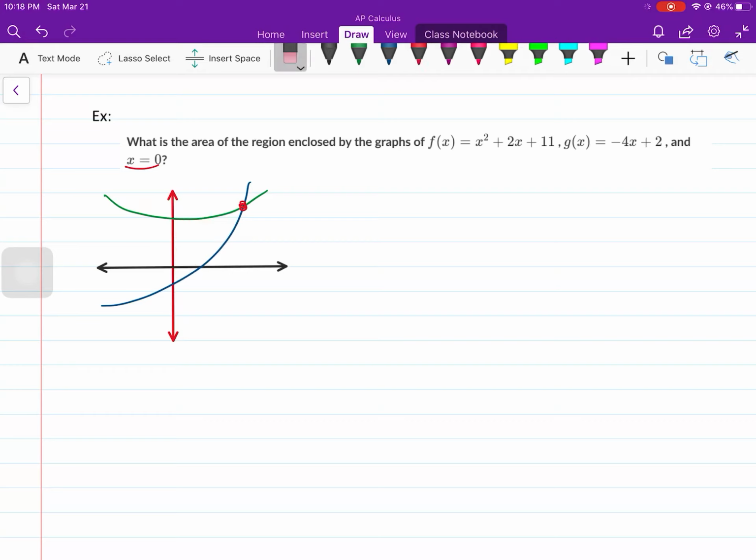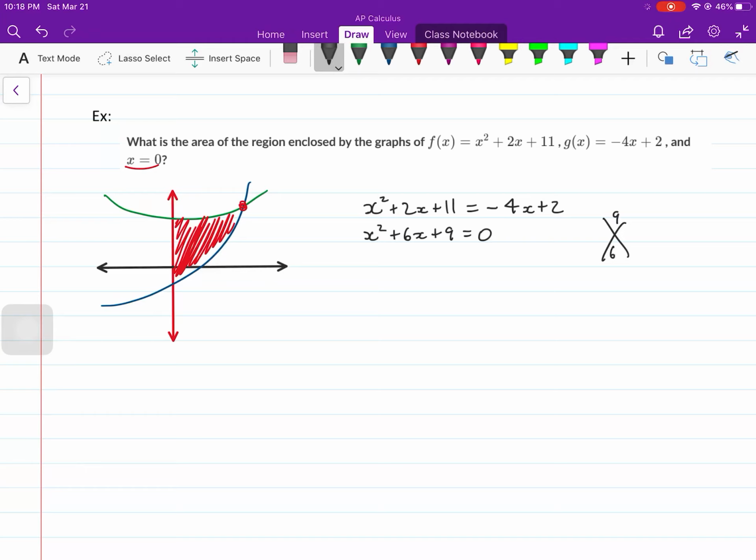So let's go ahead and set them equal to each other and figure out where they're intersecting at. So we'll have x squared plus 2x plus 11 equal to negative 4x plus 2. And it's possible to have two intersections because this is a quadratic. So let's move everything to one side. See if we can factor. This one's factorable. If it wasn't, you'd have to use quadratic formula. What multiplies to 9 and adds to 6 is 3 and 3. So x equals negative 3.